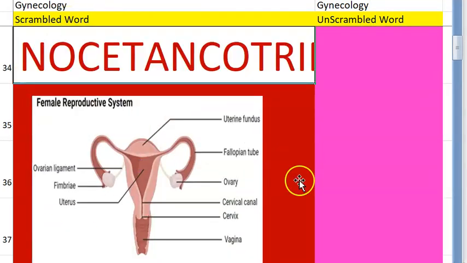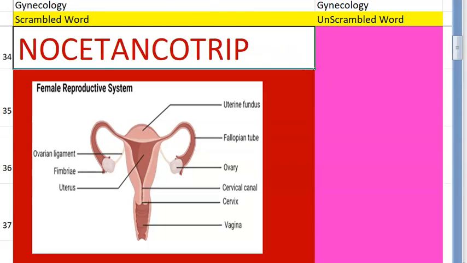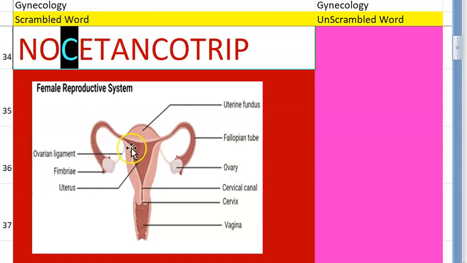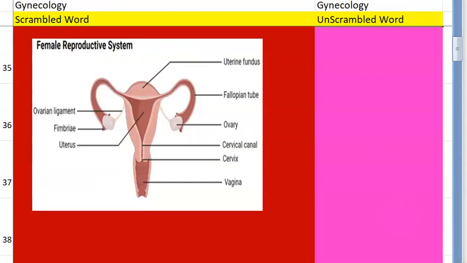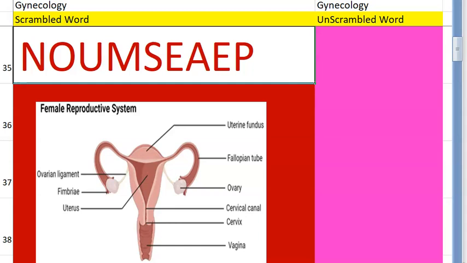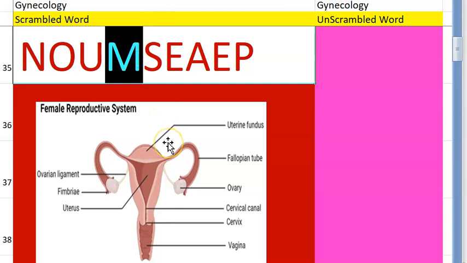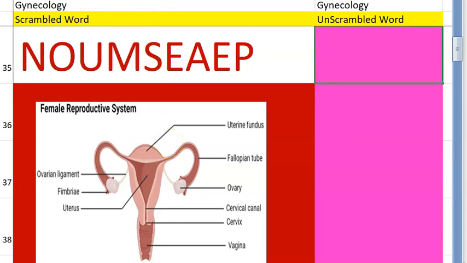34th one here for you. What do you think this one is? It begins with a C. Again, it is a single word associated with birth control. This is contraception. Very good. Go to the 35th one, guys, here. What do you think this one is? It's a condition starting with M, coming after 50 years in women. Menopause.